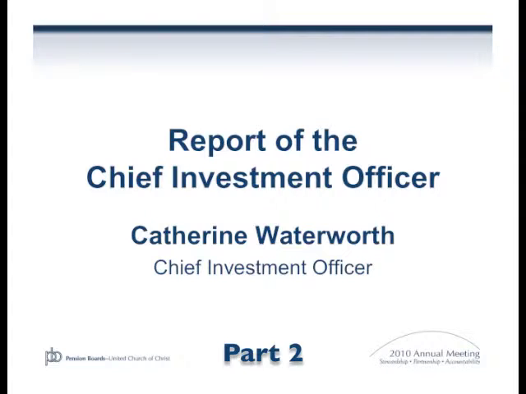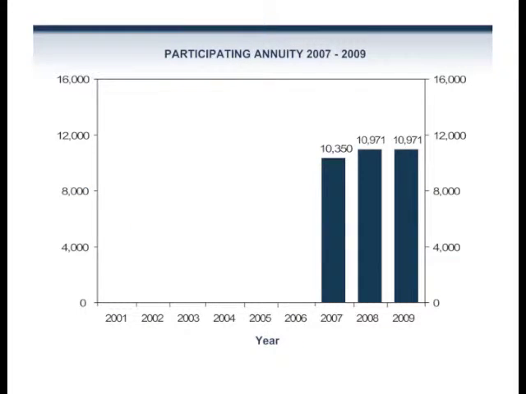Now let's turn to the annuities. This is the participating annuity, and these charts are actually done on a cash flow basis. So we have assumed an initial benefit payment of $10,000 in each case. So if you started with an initial benefit payment of $10,000 in 2006 when we started these, in 2007 you would have received $10,350 and $10,971. In 2009 we did not adjust the payments, and they will not be adjusted for 2010.